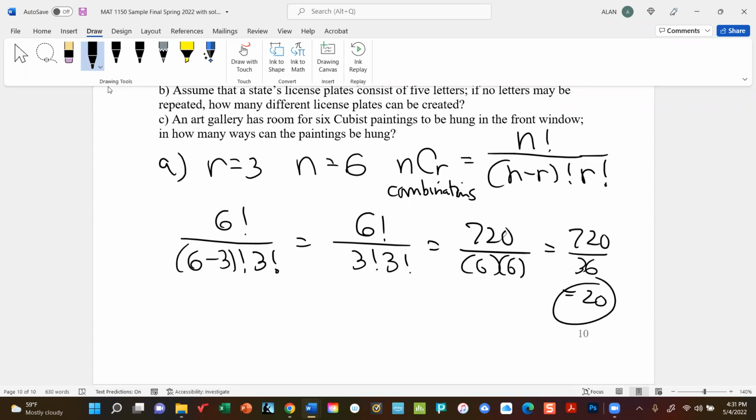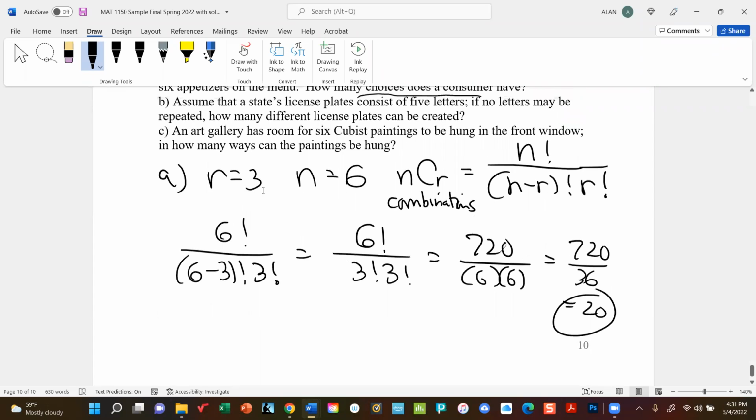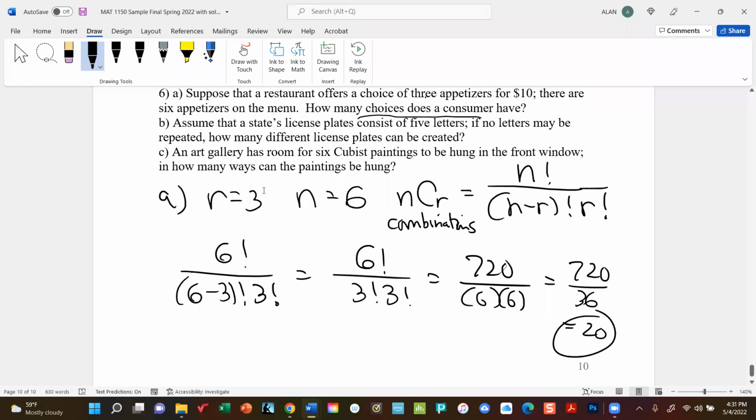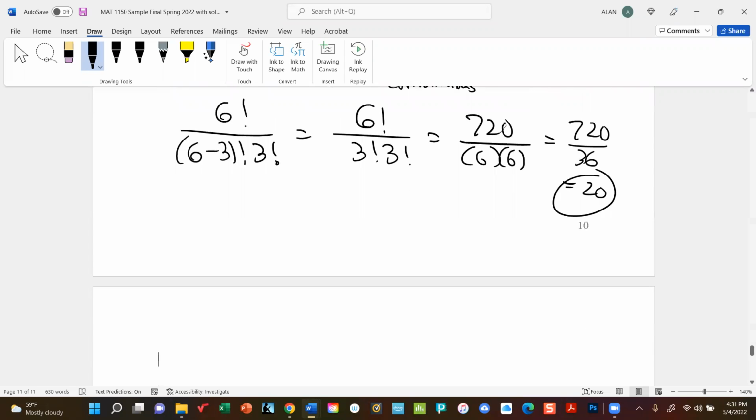Now, the other option would be for you to write them all out, but that would take way too long. There's no point in wasting your time like that. Now, for B, we have license plates. The state's license plate consists of 5 letters. If no letters may be repeated, how many plates can we create?